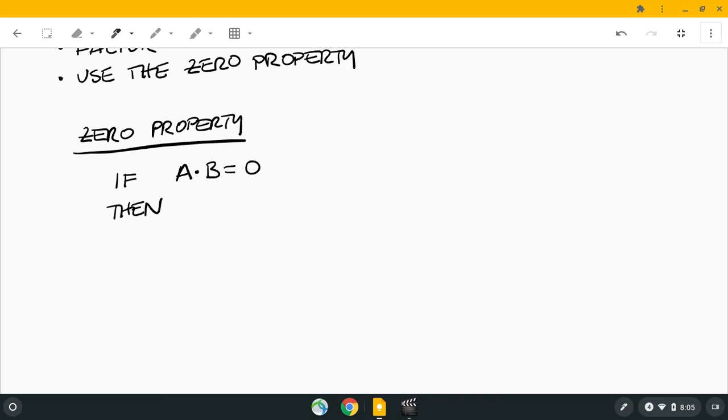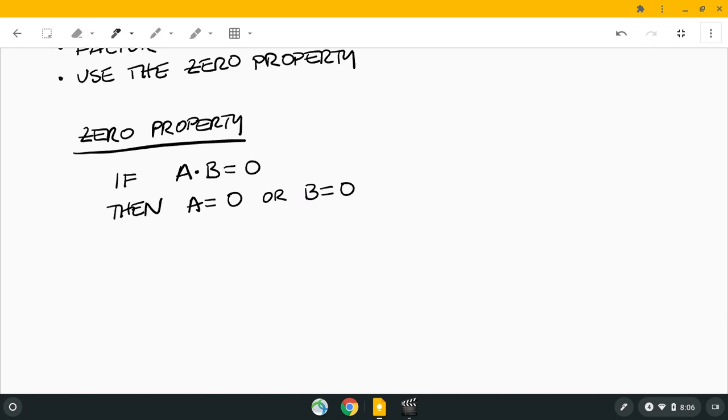One of these has to be 0, because if A is 0, B can be anything, but 0 times anything is going to be 0. Or if B is the one that's 0, A can be any number, and any number times 0 would be 0. So if you are multiplying things together and it equals 0, one of those things has to be 0.